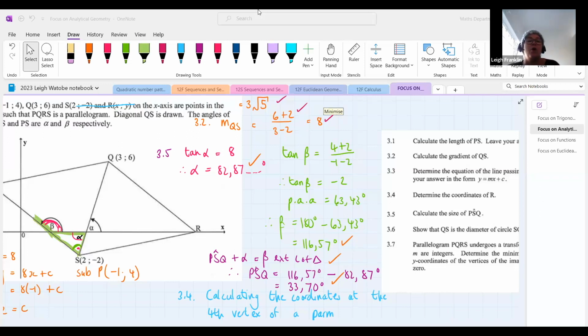So we don't have any radii. Cassandra says an angle is 90. Yes, Cassandra, that is correct. Which angle? What has to be 90? Any ideas?